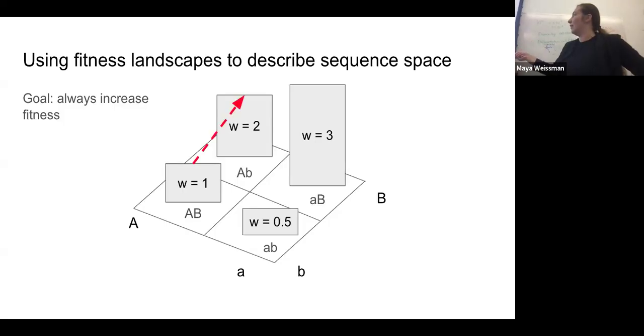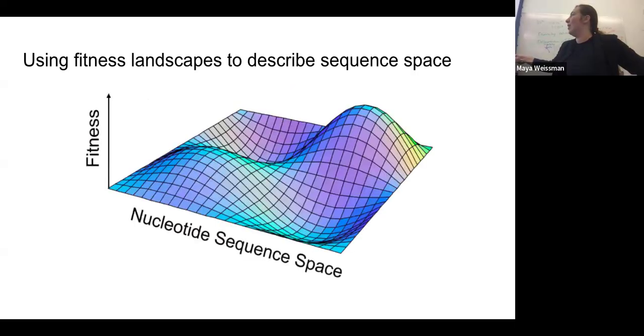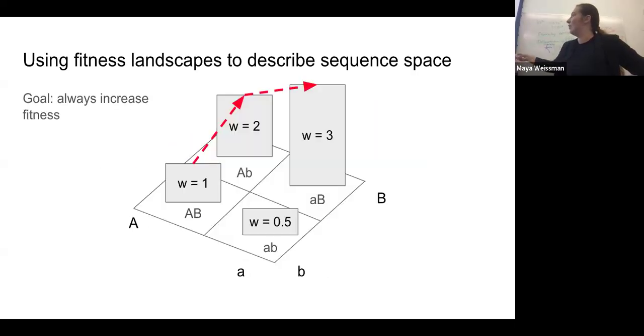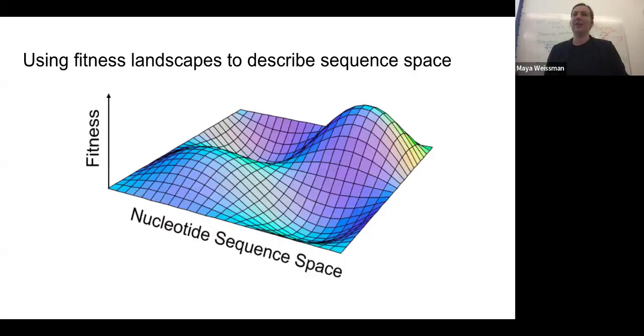And so if you were to start at big A, little b right here, we would expect to go from 1 to 2 to 3. But we would never go from 1 to 1/2, because that would be a decrease in fitness and an accumulation of deleterious mutations.